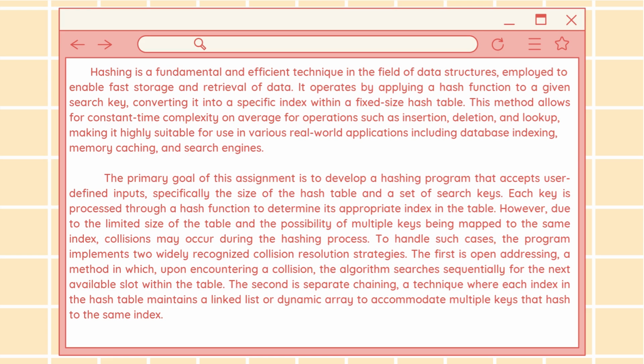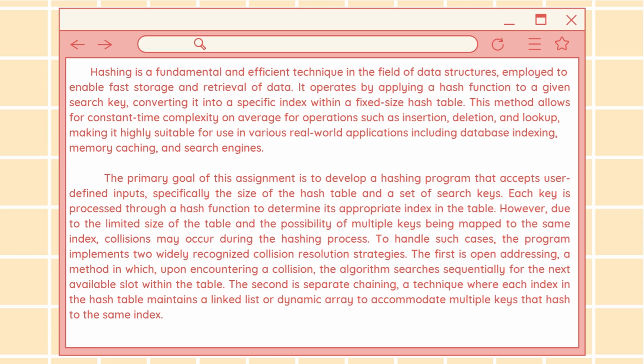The primary goal of this assignment is to develop a hashing program that accepts user-defined input, specifically the size of the hash table and a set of search keys. Each key is processed through a hash function to determine its appropriate index in the table. However, due to the limited size of the table and the possibility of multiple keys being mapped to the same index, collision may occur during the hashing process. To handle such a case, the program implements two widely recognized collision resolution strategies.